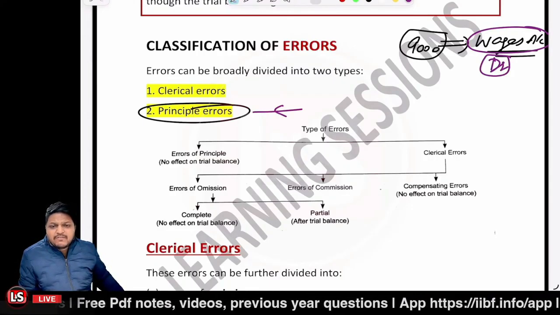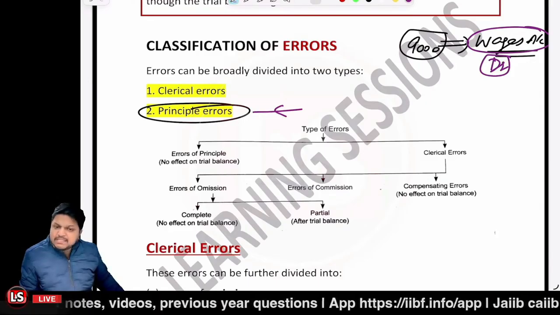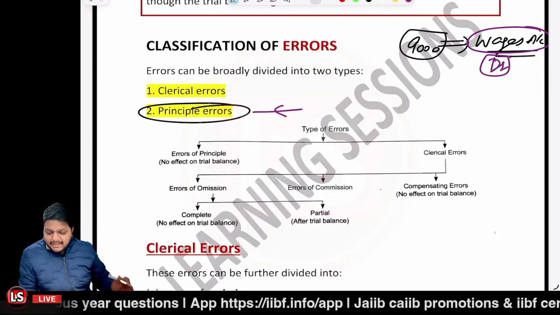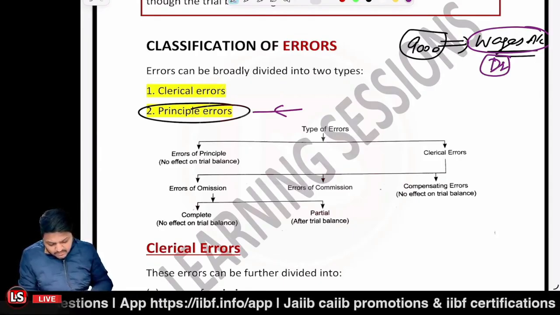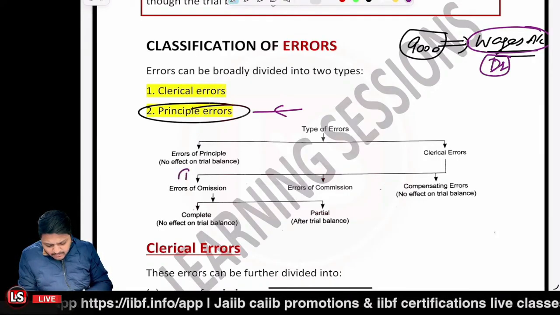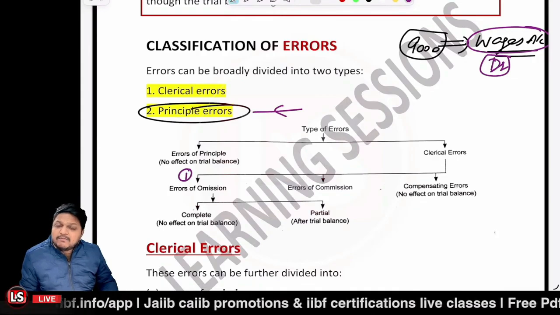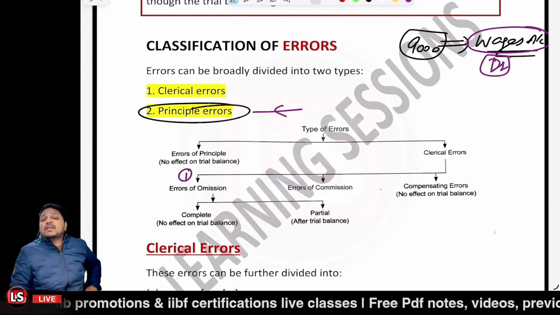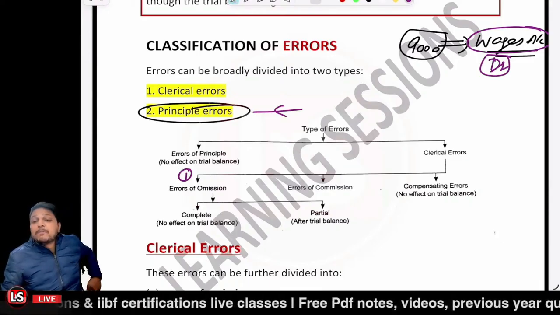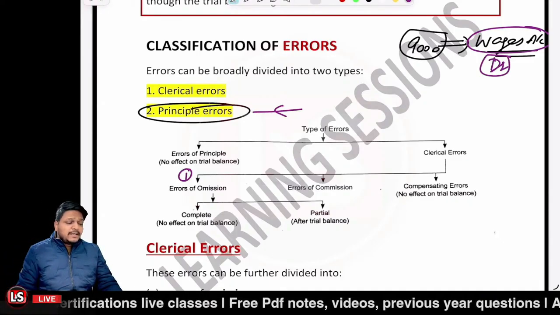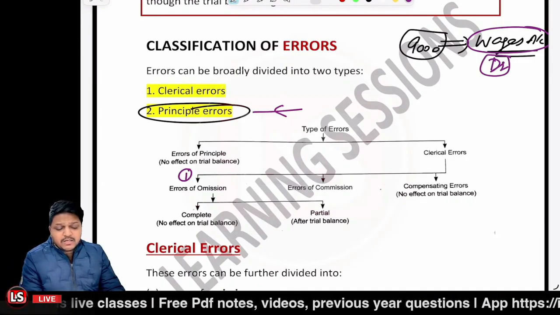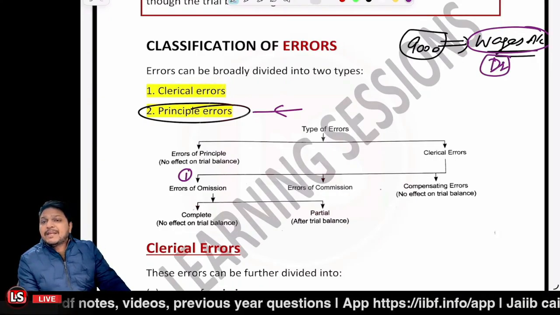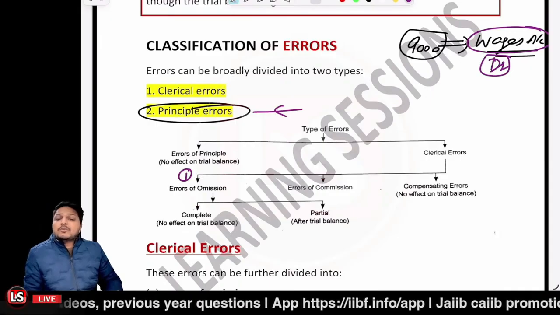Now, we have learned about the principal errors. The other one is related to clerical errors, and clerical errors are further of three types. We have the error of omission, where you have completely omitted the entry. We were to record something but forgot to record it. It could be a partial omission, where you have partially not recorded the transaction. One leg was recorded but the other leg has not been recorded by you. That is a partial omission.